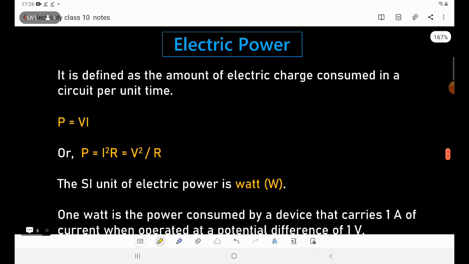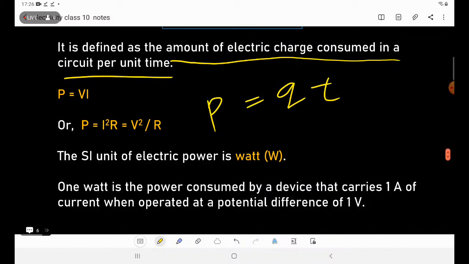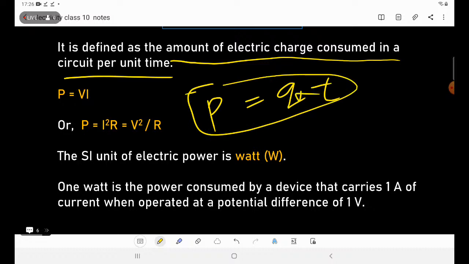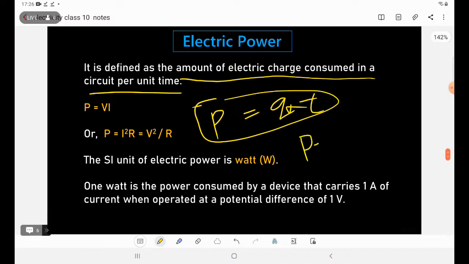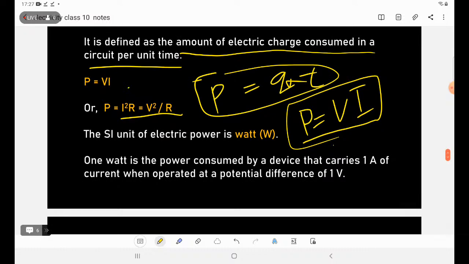Next comes the last topic, electric power. It's nothing but the amount of electric energy consumed in a circuit per unit time. Electric energy consumed per unit time is equal to power. This is not the formula, I just told this to make it easy for you. So P is equal to V into I, or from this only we can derive these two formulas also. You can use any of these if you want.